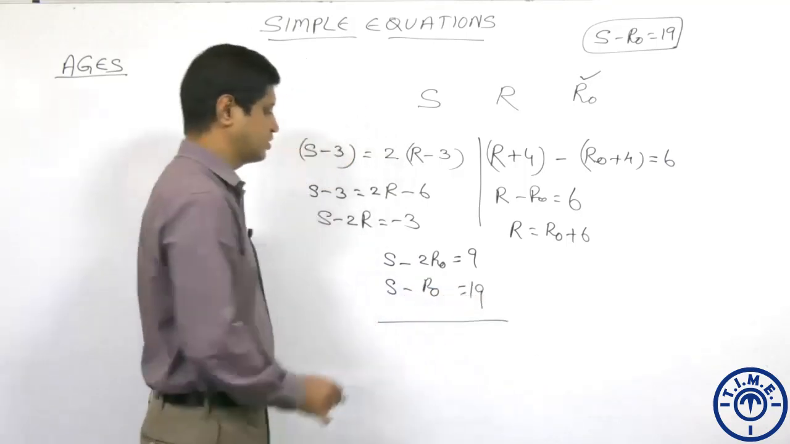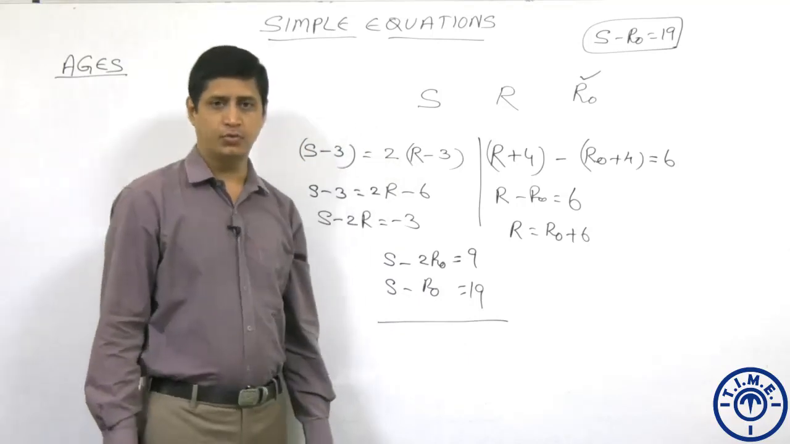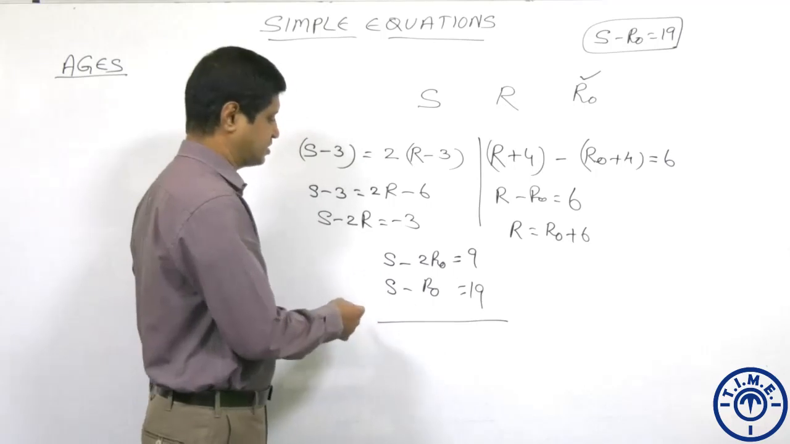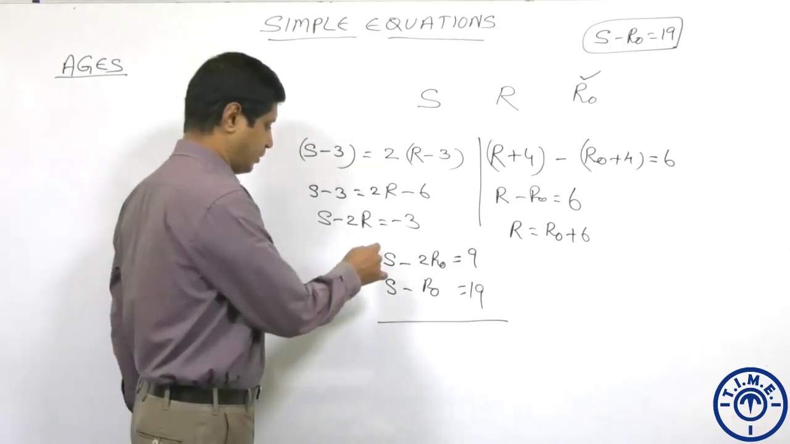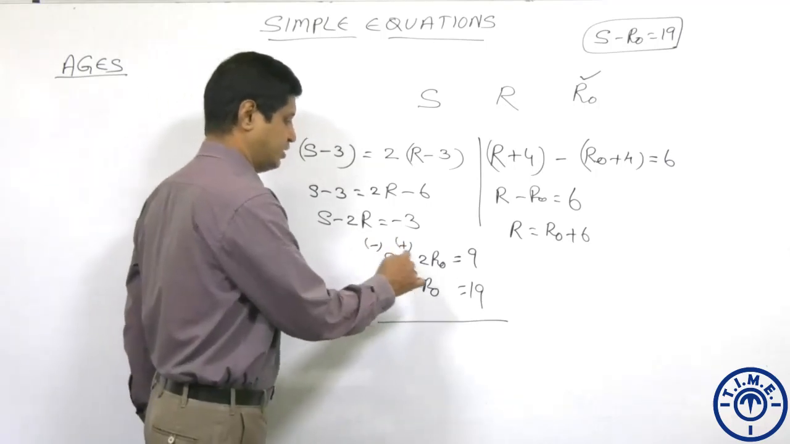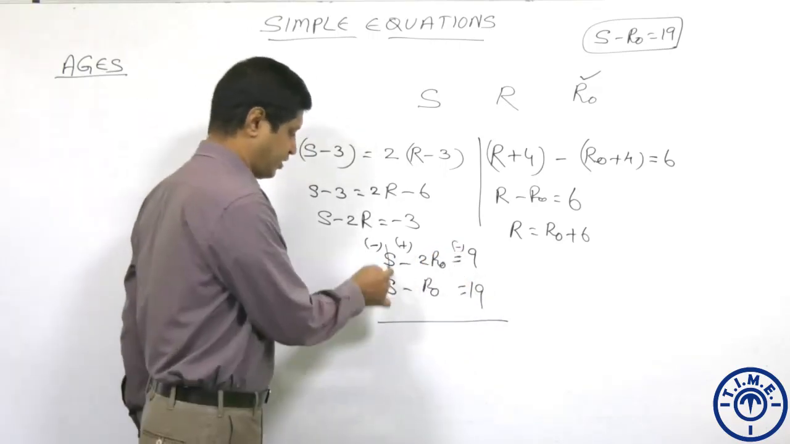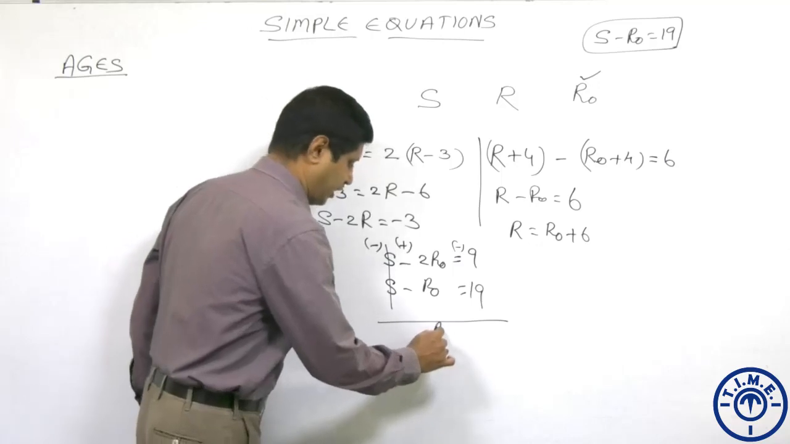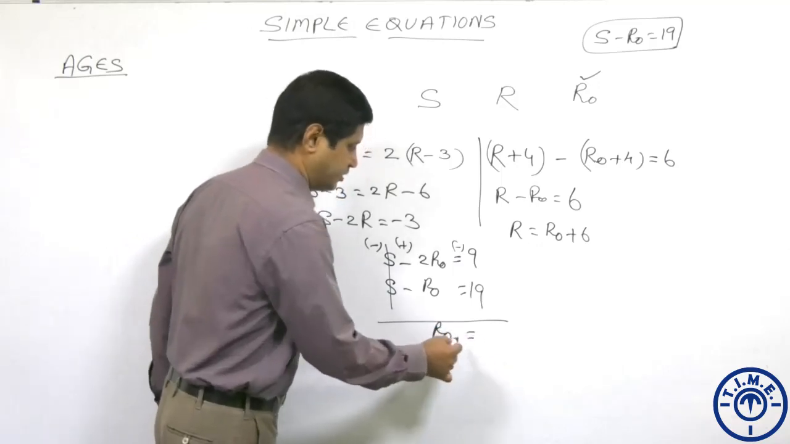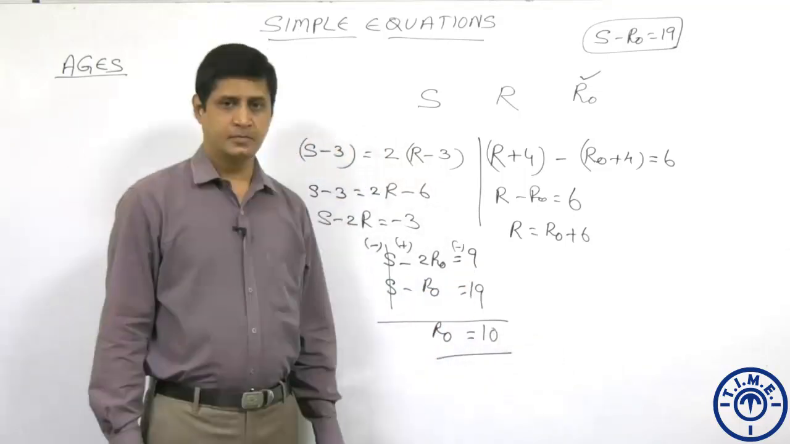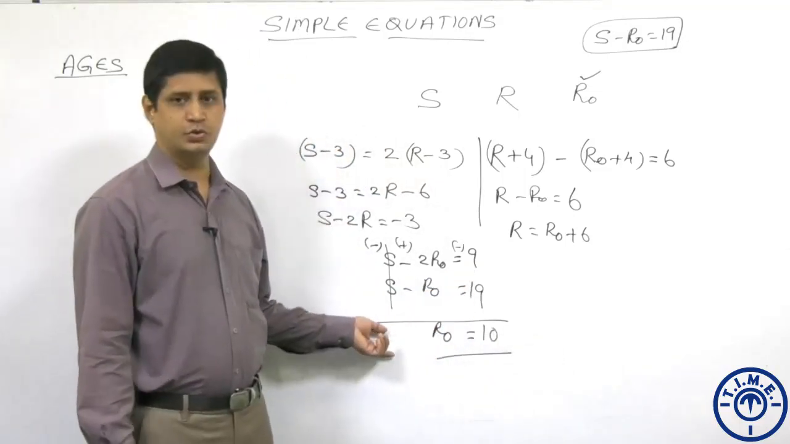Now, we have 2 equations with 2 variables each. We need to find Rohit's value. So, subtracting the first equation from the second one, when you subtract, the signs will change. Plus will become minus, minus will become plus. S gets cancelled, remaining is the value of Rohit. How many years? It is 10 years. Now, the option is choice 2.